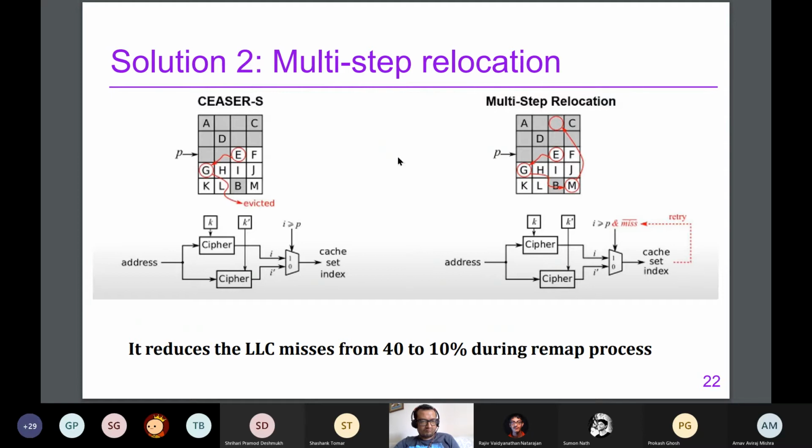This will cause an LLC miss afterwards if someone tries to access G, which was earlier in the system. So the paper proposes another method, which is a multi-step relocation.